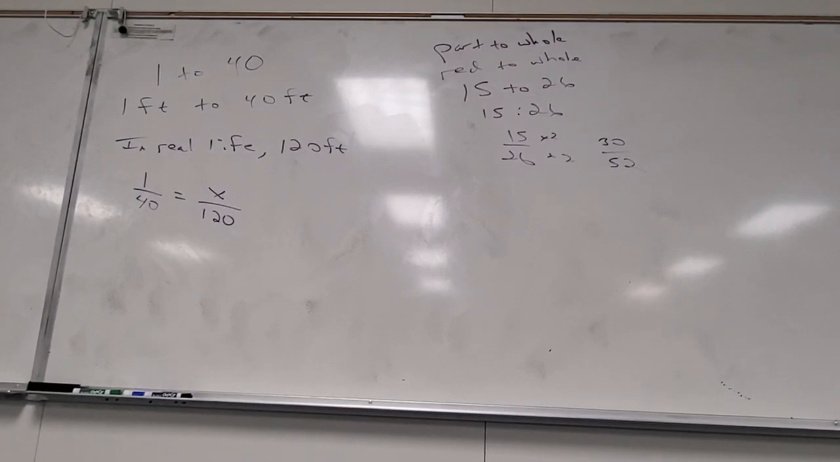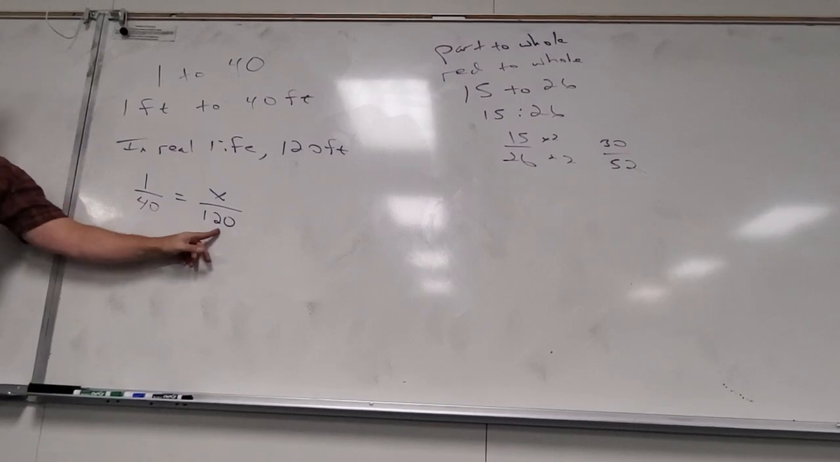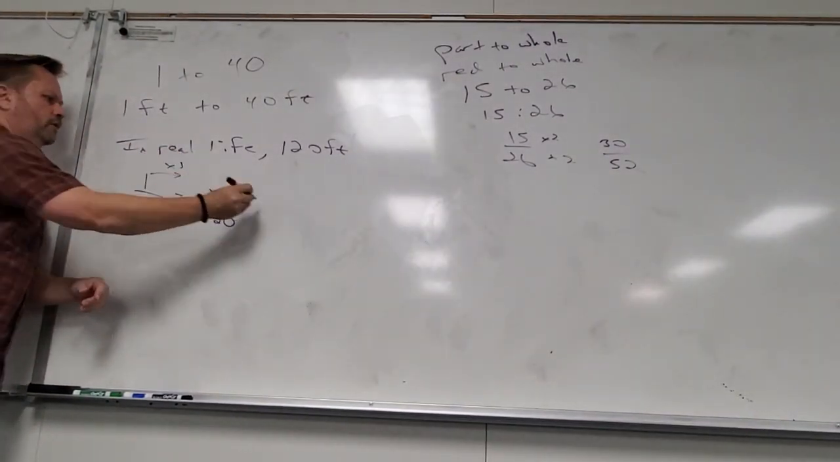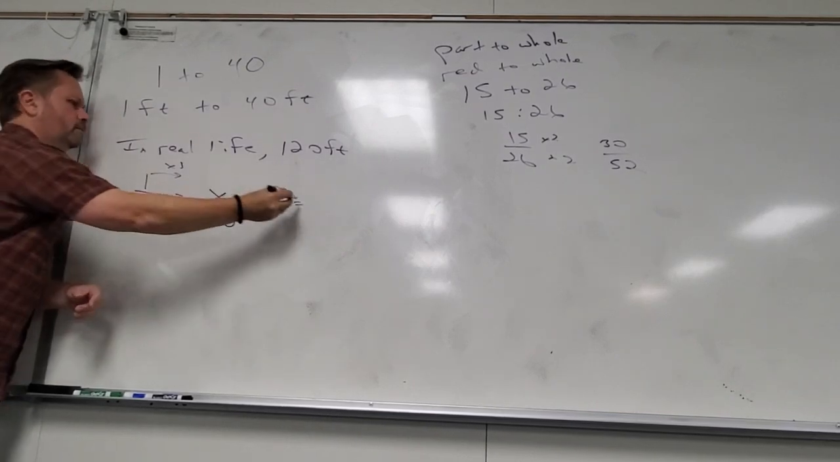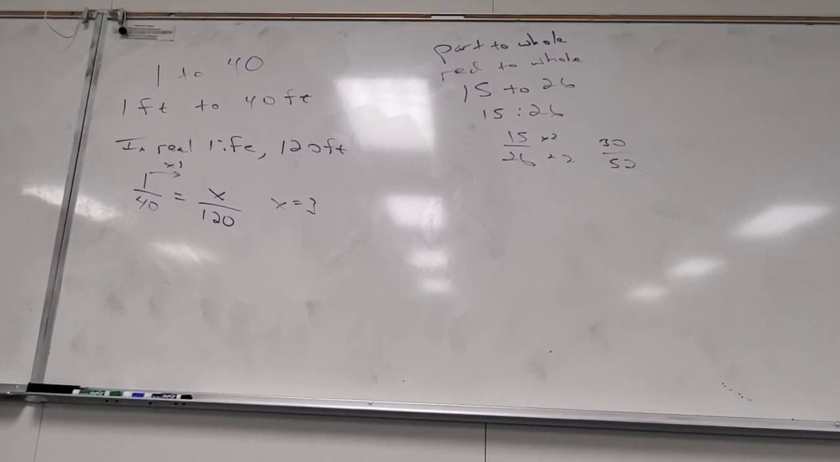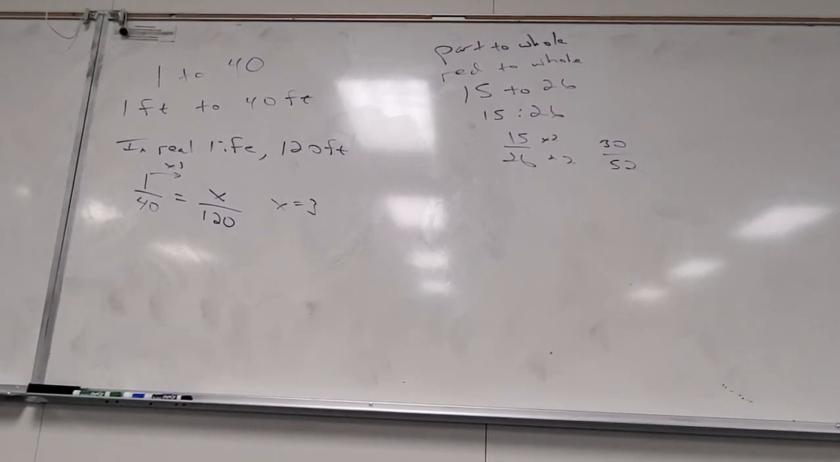So you may see there's a shortcut. How do you make 40 become 120? So what do you do here? So what's x? 3. So if something is 120 feet tall in real life, in my model, it's going to be 3 feet tall. I like it, so then I can walk around. Oh, okay.